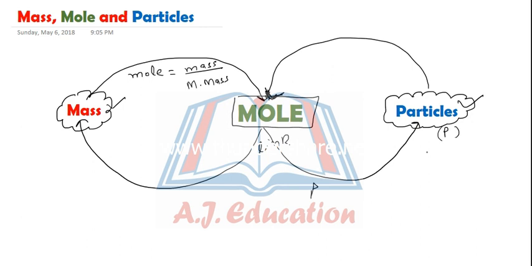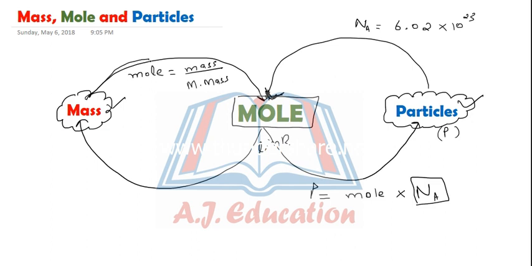Similarly, we can determine the particles. P stands for particles. Particles can be calculated if we know the moles of a substance. So particles are equal to mole multiplied by Avogadro's number. And what is Avogadro's number? We know that it is a quantity equal to 6.02 times 10 raised to power 23. So we can calculate the particles of a substance by multiplying Avogadro's number with the moles, and we can determine moles from the mass if we divide the mass by the molar mass of that substance. So this is the relationship.